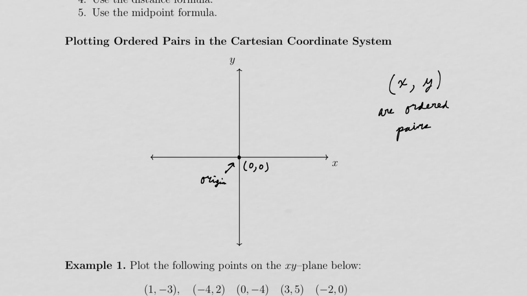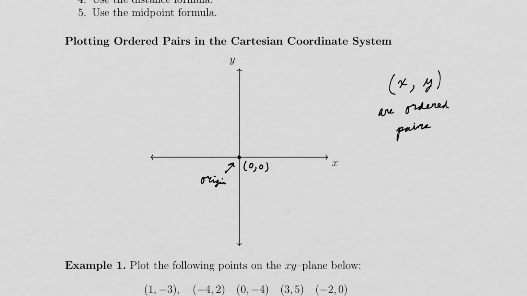To figure out where to plot the x coordinate, it's how far you are away from the y-axis, your perpendicular distance from the y-axis. If you move from the y-axis to the right, that'll be a positive x value. If you move to the left, that'll be negative. And then the y value depends on your perpendicular distance away from the x-axis. If I move up from the x-axis, that'll be a positive value. If I move down, that'll be a negative value. Up is positive, down is negative.